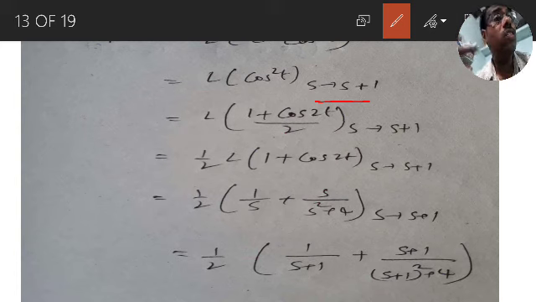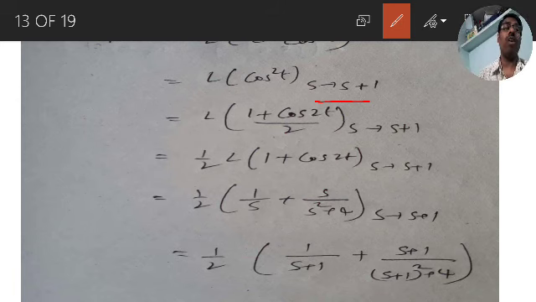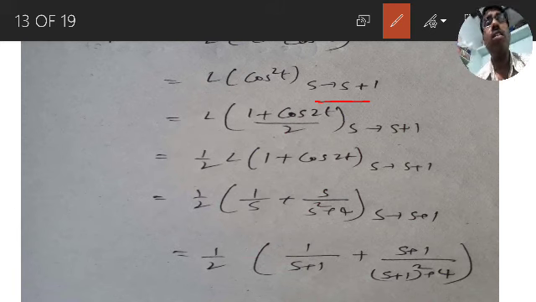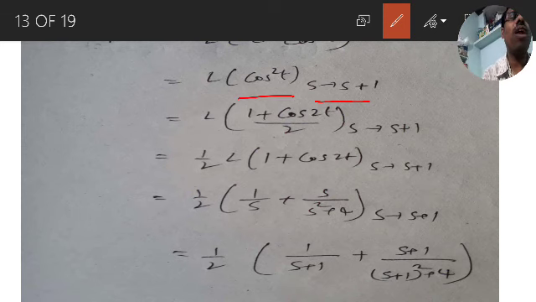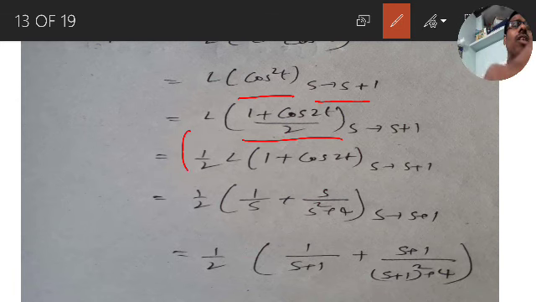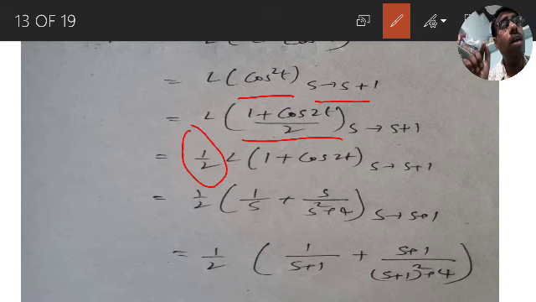L of cos square we didn't have; in the previous linearity property problems also we did L of sin square and L of cos square. If it is sin square, sin square a is equal to 1 minus cos 2a by 2, and cos square a is equal to 1 plus cos 2a by 2. So in place of cos square we write 1 plus cos 2t by 2, with 1 by 2 constant outside by using the linearity property. Are you able to get it?